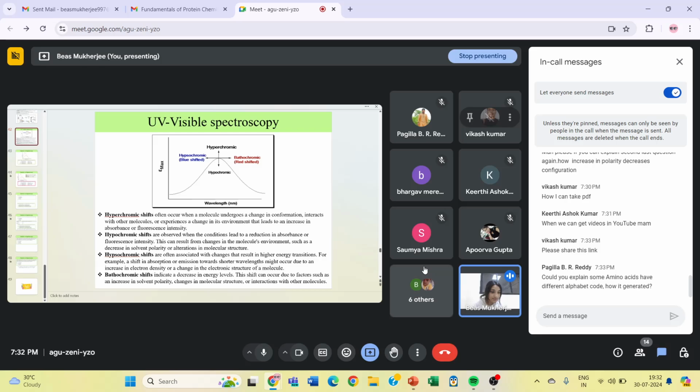Could you explain why some amino acids have different alphabetical codes? How is the alphabetical code generated? For that, you will have to study amino acid nomenclature. Why they have given? Acha, is that what you asked? They have different alphabetical codes. How is it generated? Yeah, for that you will actually have to refer to the nomenclature of amino acids.